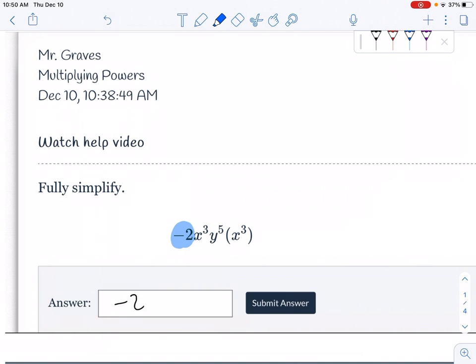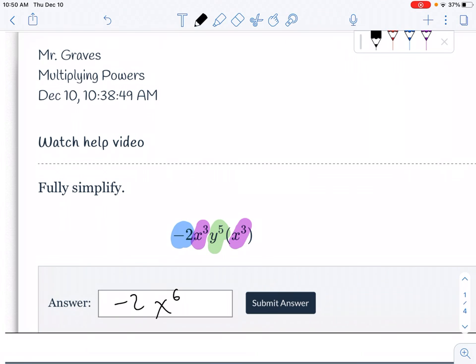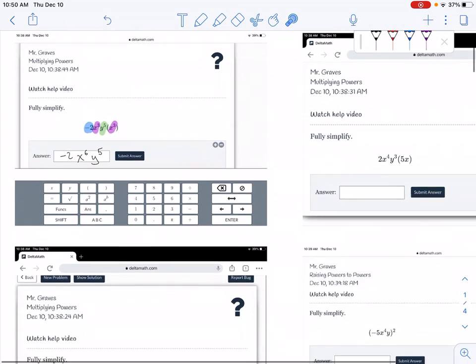And then I'm looking here, and I want common bases, so x to the third and x to the third. We are adding the 3's. So we're doing 3 plus 3, which is going to give us x to the 6th. And then y to the 5th in this problem doesn't have a buddy, doesn't have a partner to combine with, so we just rewrite it as y raised to the 5th power. And remember, in order to get our powers, when we're typing them in, we use this A to the B button. So this creates the power in Delta Math, okay?